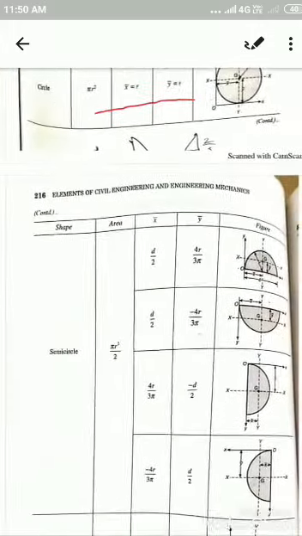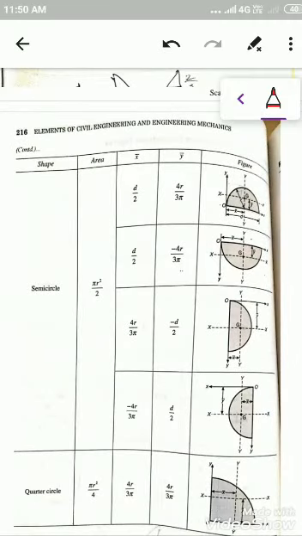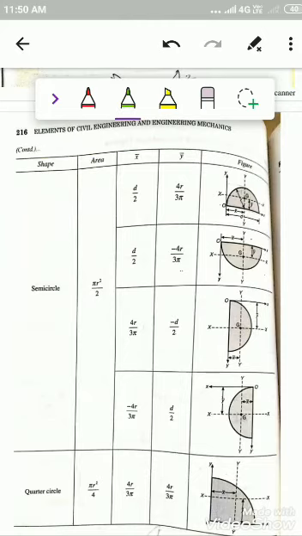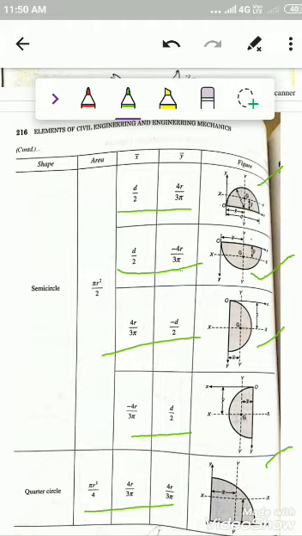We have two tabular columns, and you can observe that some semicircles are also there. If the semicircle is in the first quadrant, then x bar and y bar are different. If it is in the fourth quadrant, then it is different, and if it is in the third quadrant, then it is different, and if it is in the other quadrant, then the values are different. Observe these figures and try to remember these formulas. If it is a quarter circle, we have other formulas. These formulas are very important to solve the problems. Just go through this theory and try to remember all these formulas in order to solve the problems.